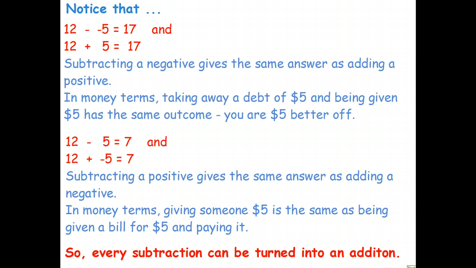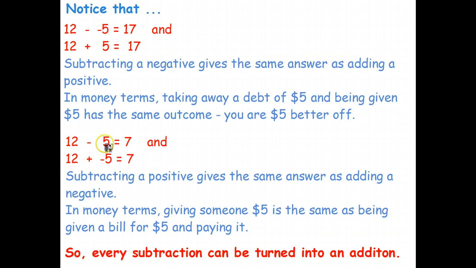Similarly, subtracting a positive, like 12 minus 5 equals 7, is the same as adding a negative 5, because that basically means you have $12 and you're giving me $5. So you're losing $5, giving me $5, and now you only have $7. So another way to think about subtracting is every subtraction can be rewritten as an addition. First number stays the same because that's how much you start with, which is the same in each case.